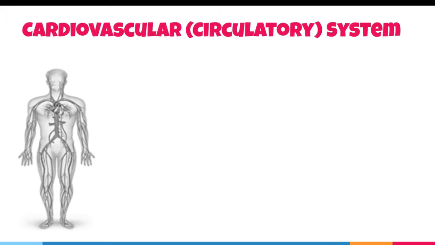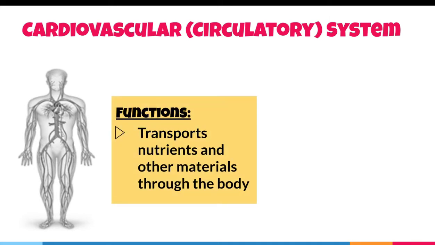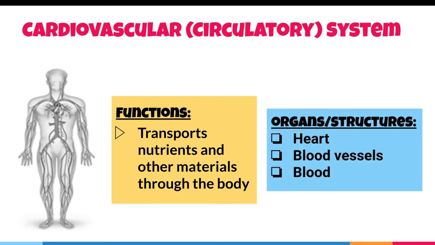Next, we have the cardiovascular or circulatory system. Both is the correct term. So you should know both terms, cardiovascular and circulatory. The main function of this system is to transport nutrients and other materials through the body. So any vitamins or minerals, iron, for example, needs to be transported through the body. And the organs or structures that are involved in this are the heart, which is the main organ. And then we have the blood and the blood vessels that help transport these nutrients.